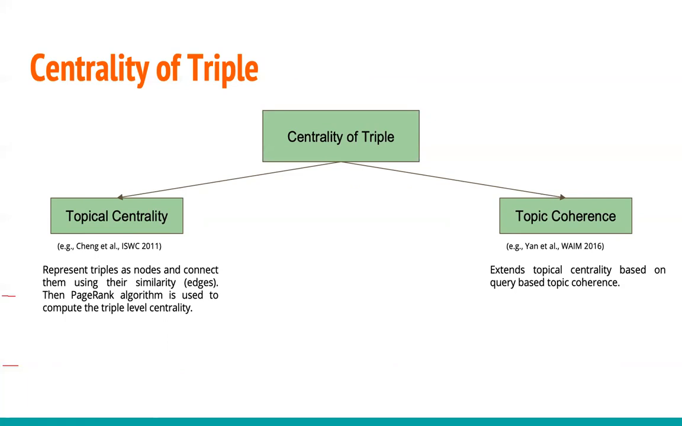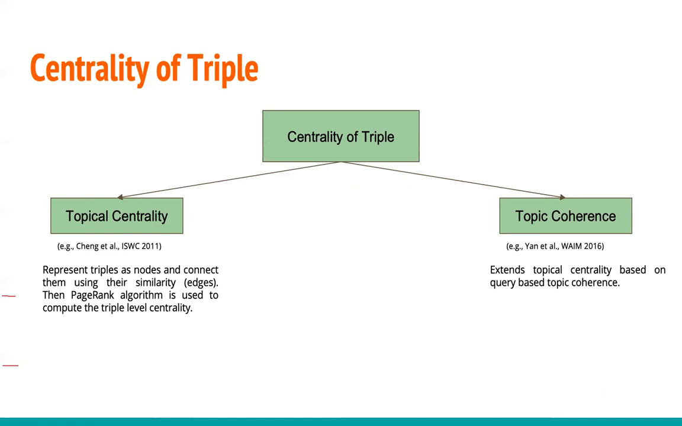And then modification of this into topic coherence. That means now you have the centrality measure, but then now adapt it to link and take into consideration another query or some input that needs to be matched.